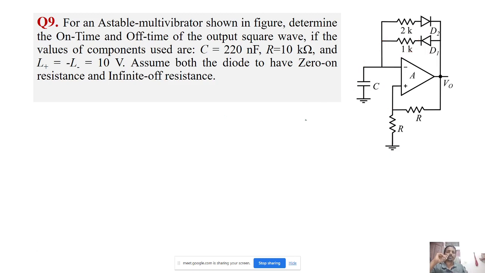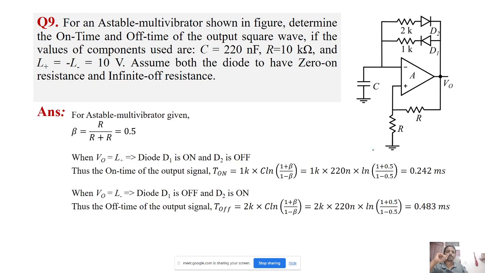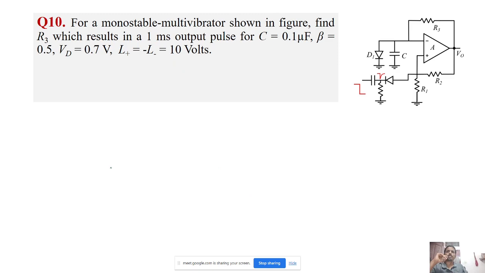So that's how we find T1 and T2. On substituting that, we will get T on as 0.242 millisecond and T off as 0.483 millisecond. Okay, so now coming to the 10th question.